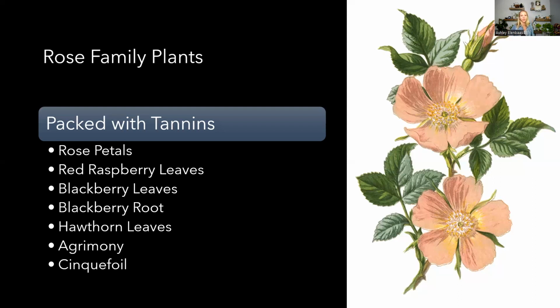So rose family plants that are packed with tannins include medicines like rose petals, red raspberry leaves, blackberry leaves, and blackberry root. Blackberry root is even more astringent than the leaves, but both of them can be used medicinally. We also have hawthorn leaves, agrimony, and cinquefoil. So we'll talk a little bit more about when you can use these herbs, but all of these are in the rose family. They have flowers with 5 petals, multiple stamen, and often have these very jagged, sharp-edged leaves.